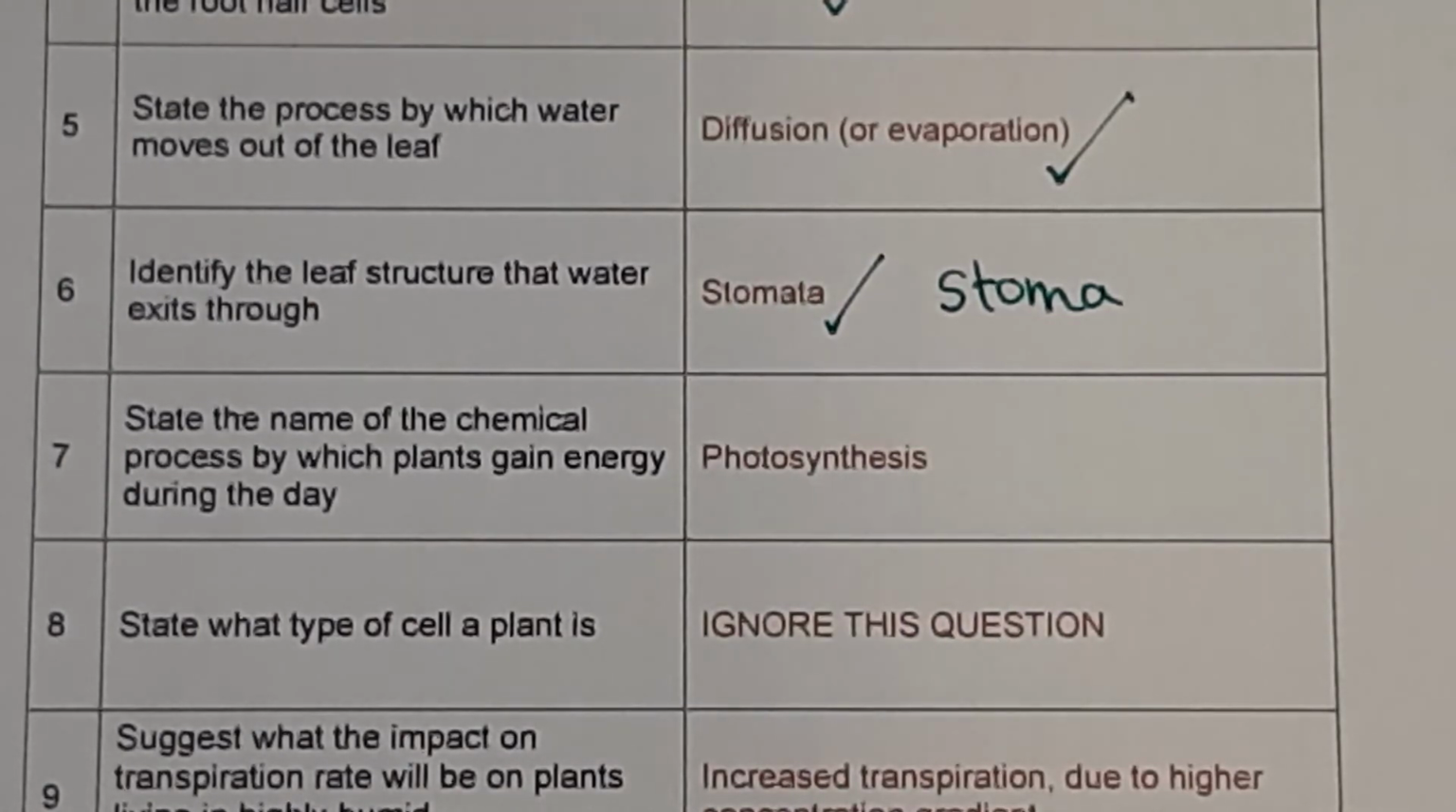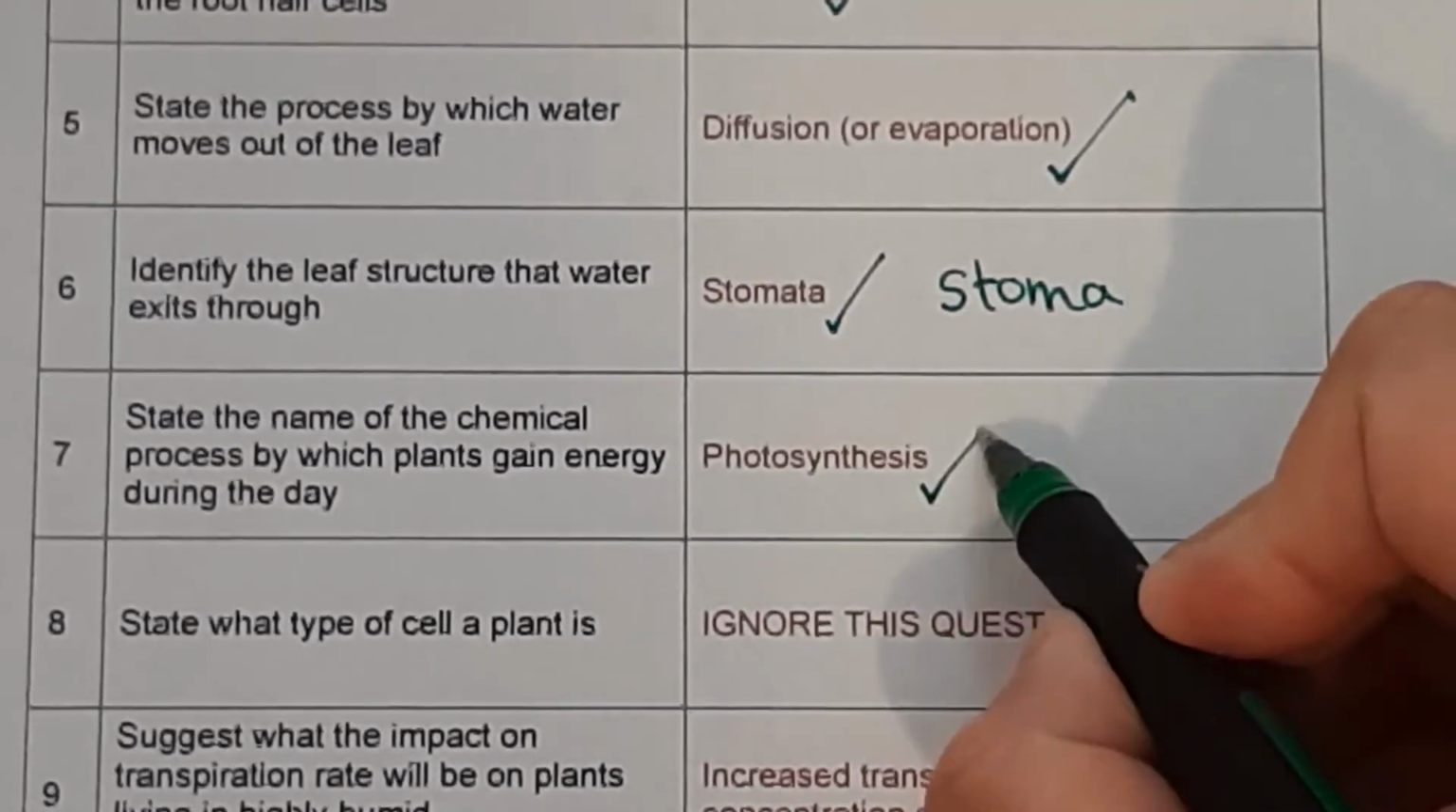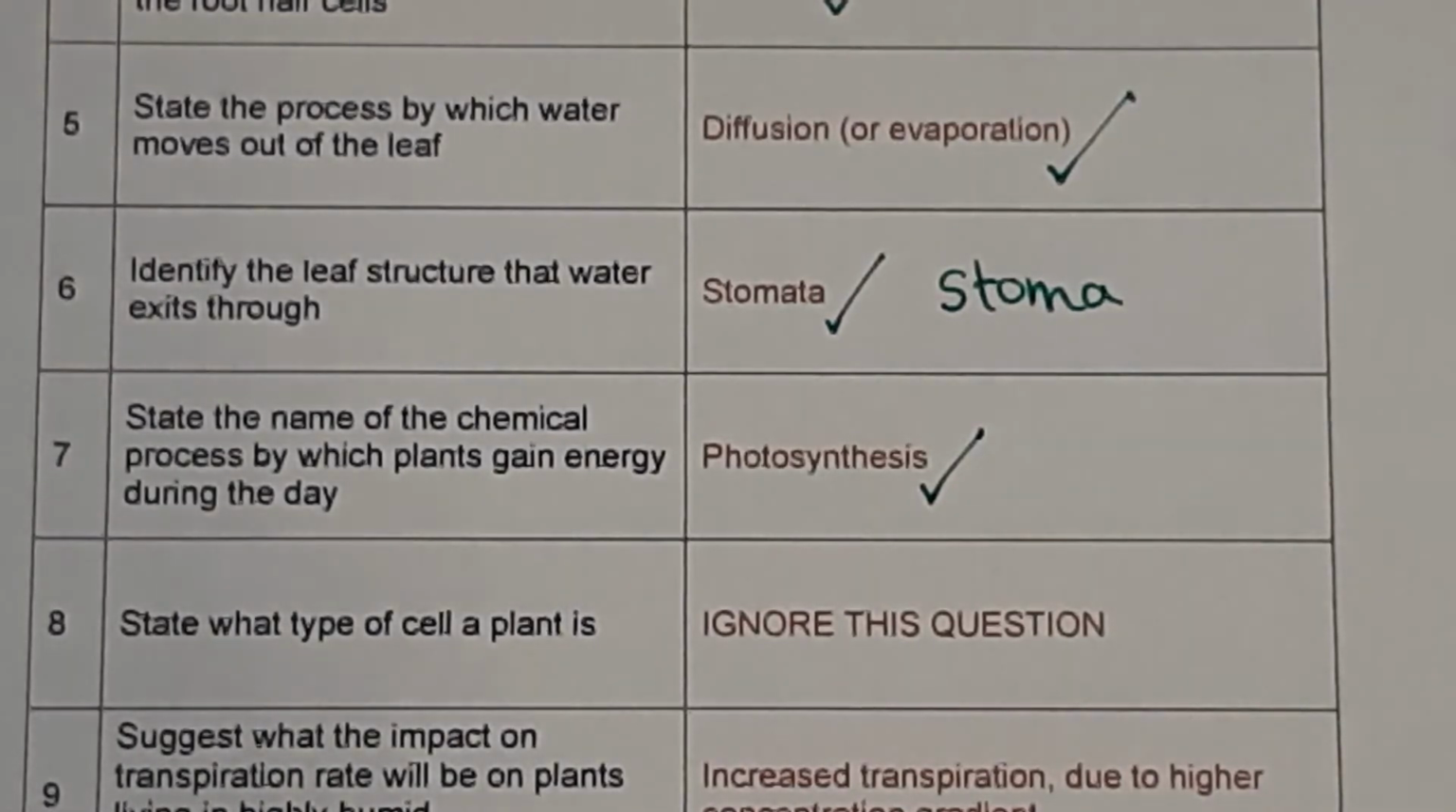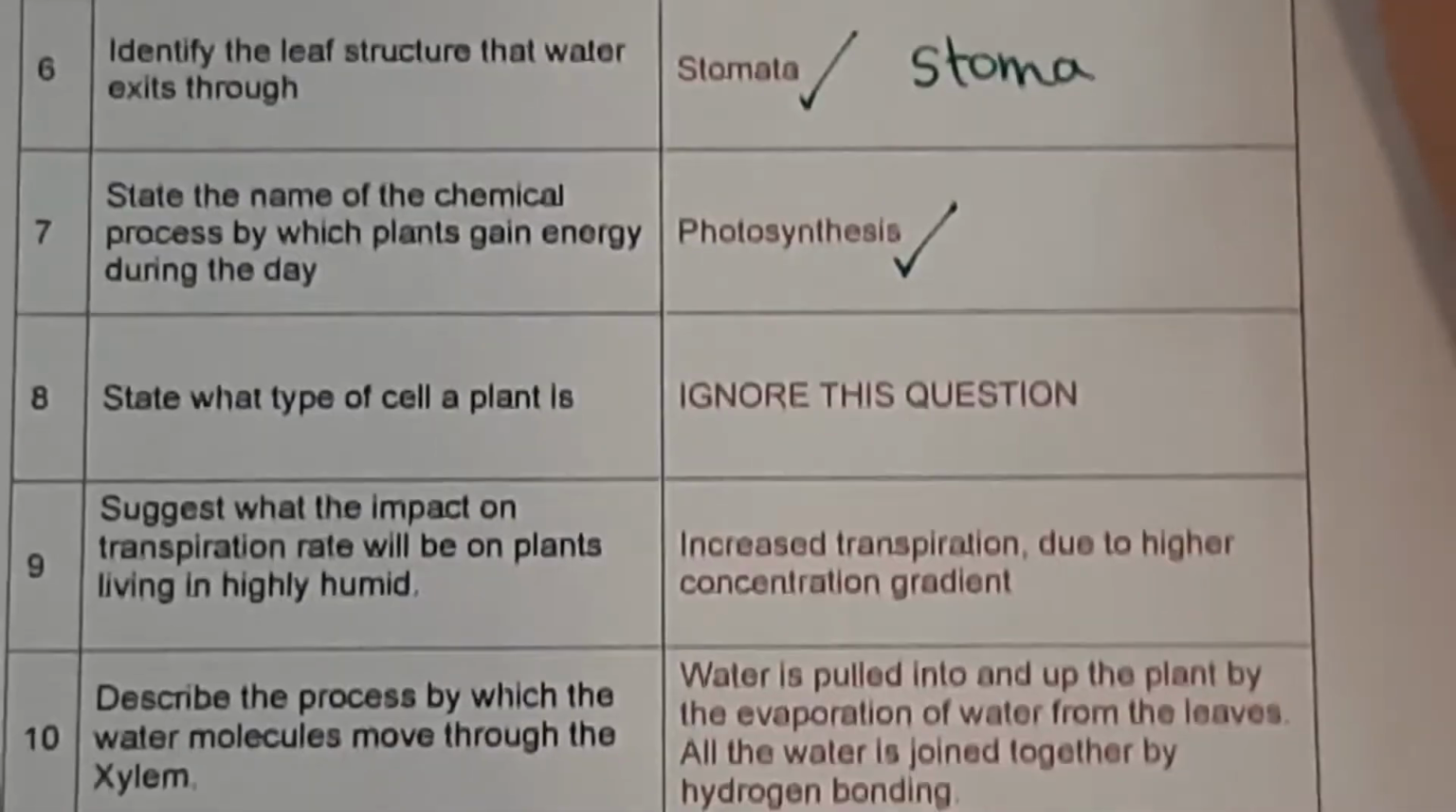Question 7, name the chemical process by which plants gain energy during the day. So how do plants gain energy during the day? Well, during photosynthesis. Okay, question 8, this question literally didn't make sense. State what type of cell a plant is. Nope, didn't make sense, so ignore this question.